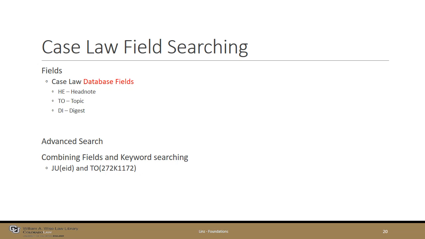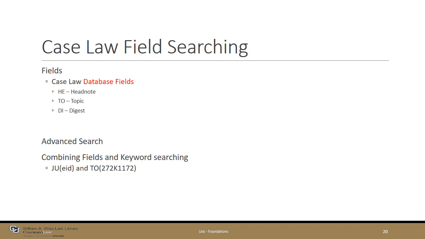You can also search the digest system using the fields. I mentioned in a previous slide that there was a digest field. There are actually three of them: the headnote field, the topic field, and the digest field. And so you can search those blurbs that are at the tops of the cases by putting your keywords into one of these field identifiers.